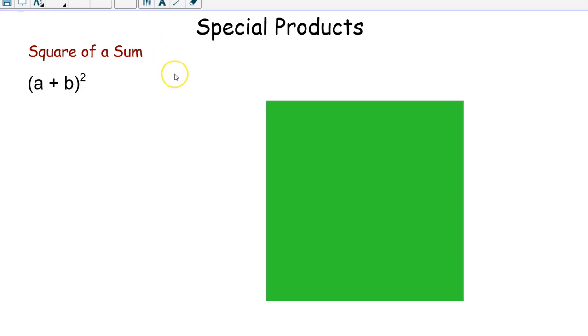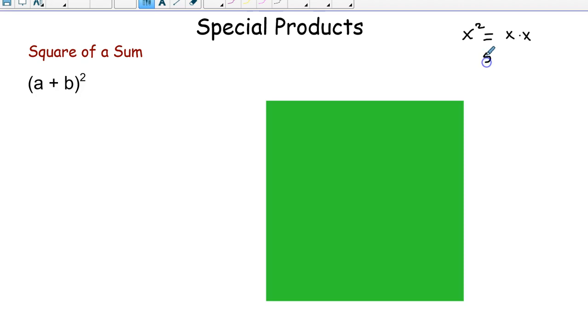Okay, let us look at some special products. Out of this, the first one is (a plus b) whole square. What is (a plus b) whole square? It is just like if you have x square. What is x square? x square is the product of x with itself. x times x gives you x square.